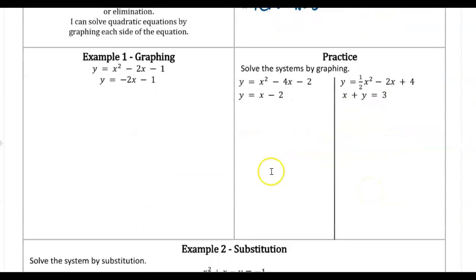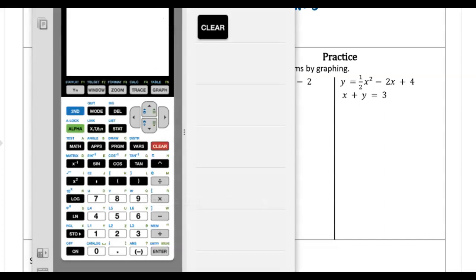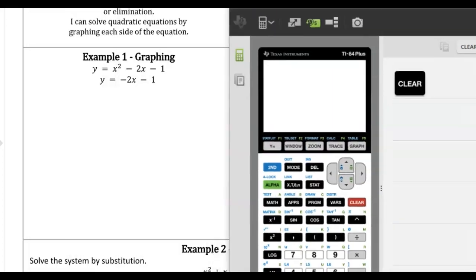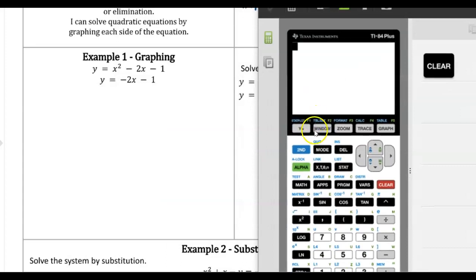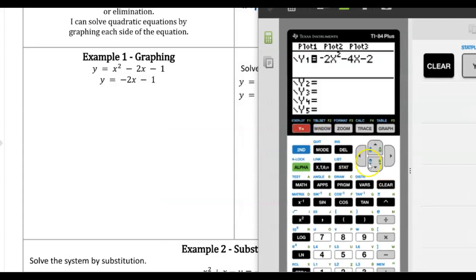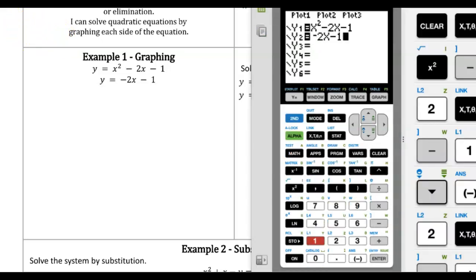On this first one, we're solving using graphing. Here's two equations. We have a quadratic, so a parabola, and a line. For graphing, we can graph them on graph paper, or we can also use our graphing calculator at this point. So we're going to go into the y equals and type in these equations. I'm going to pause the video real quick and type the first equation into y1 and the second into y2. Okay, you can see I have them typed in.